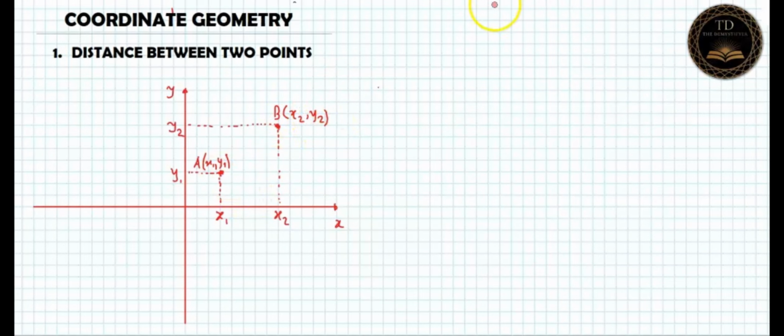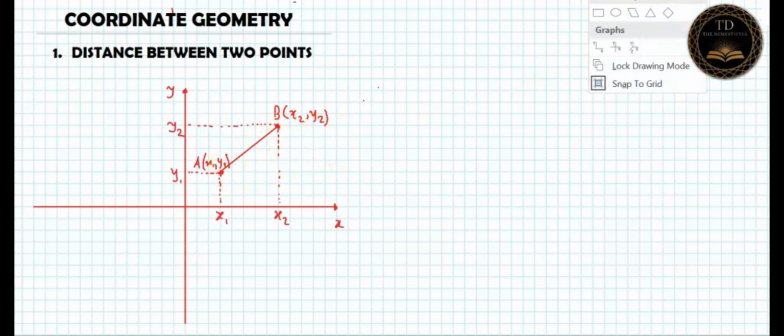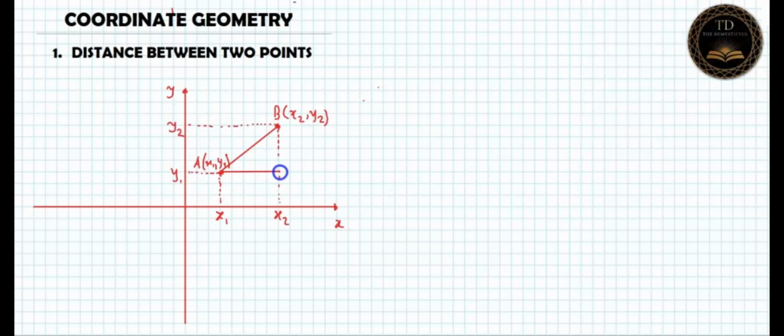Now we're interested in the distance between them, so let me link them up. This length is what we're interested in, which is the same as the length of the line that connects them. Now I'm going to also connect this point from here to here, so that I would have a right angle triangle, where AB is the hypotenuse. So we're interested in the hypotenuse.